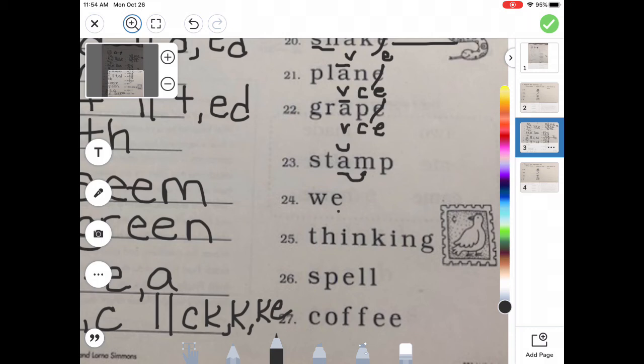And our next word, I know you guys just know this word, but we're going to go ahead and code it. I've got an E with nothing behind it. So it's going to be long, so we would say we.